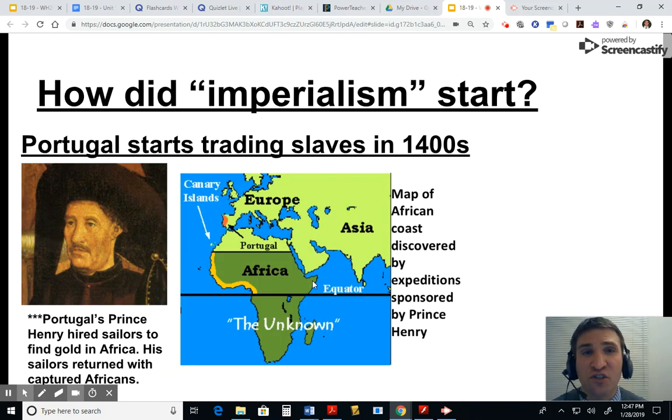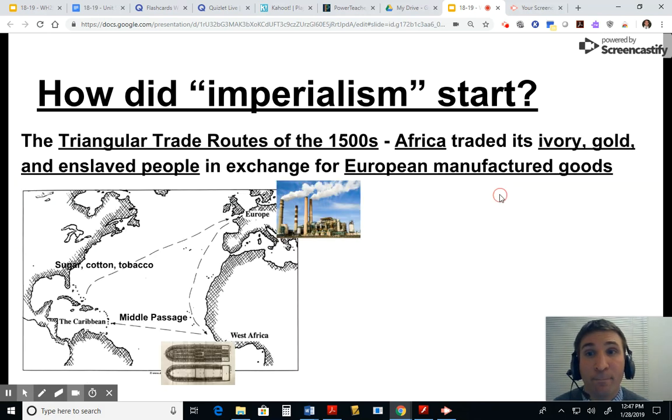How did imperialism start? Well, it starts in Portugal with the trading of slaves in the 1400s. Here's a man we're familiar with, Prince Henry the Navigator. He hired sailors to find gold in Africa, and his sailors returned with captured Africans. And thus, it started the idea of having African slaves. There's the area of the land that Prince Henry's sailors explored.